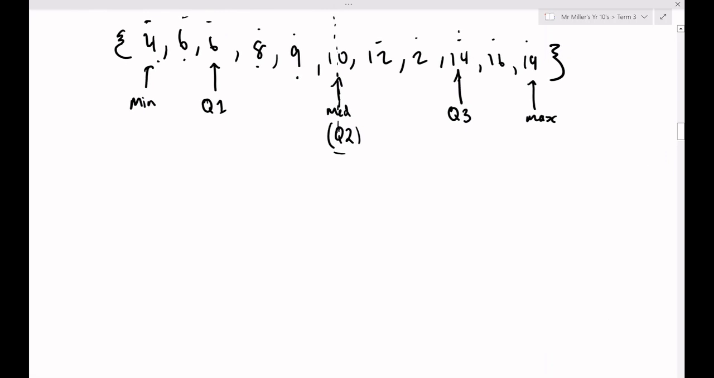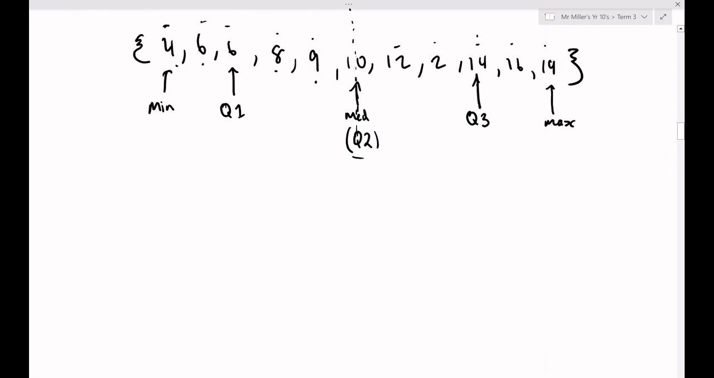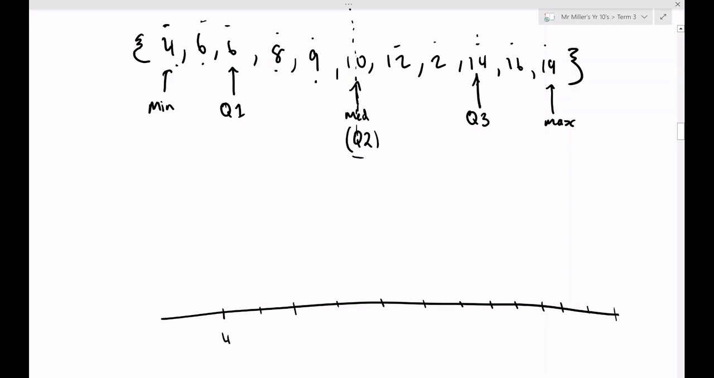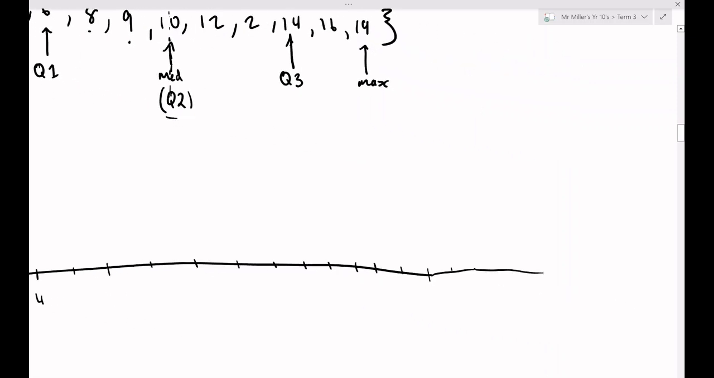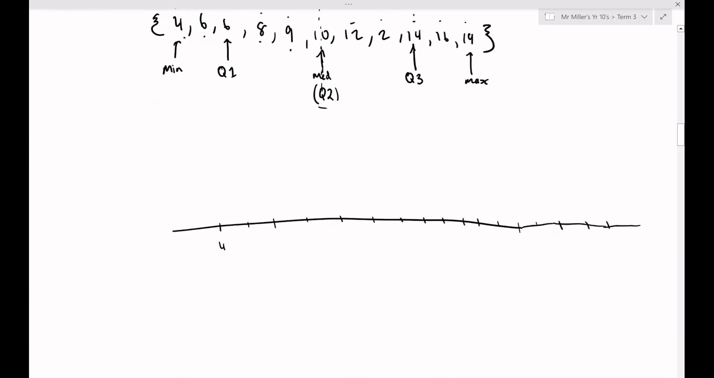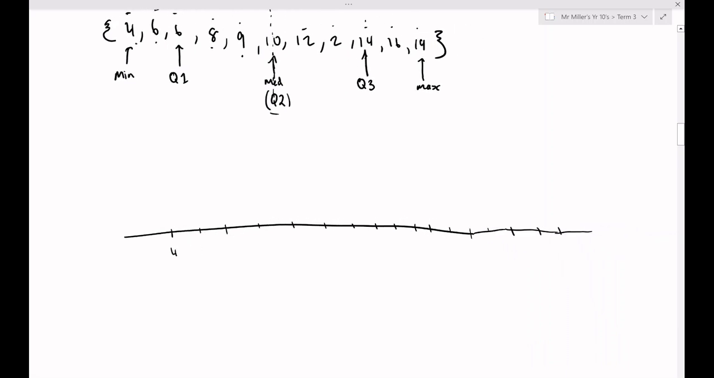But anyways, now that we got our 5-figure summary, we can easily create a box plot off of this. This is going to be very rushed, but we just need a number line down the bottom: 4, 5, 6, 7, 8, 9, 10, 11, 12, 13, 14, 15, 16, 17, 18, 19, 20. I'm really rushing this. It should be ruled, and obviously the markers should be evenly spaced.